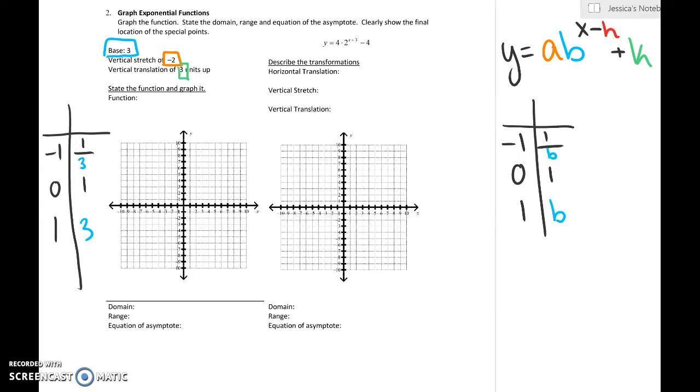Now remember, you guys go in order of H, A, K. Like I said, H is 0, so I'm not going to do anything. A, vertical stretch of -2. That means you multiply everything by -2, multiply by -2. And then vertical translation, 3 units up. That means I'm going to add 3 to all of these. Add 3, add 3, add 3.